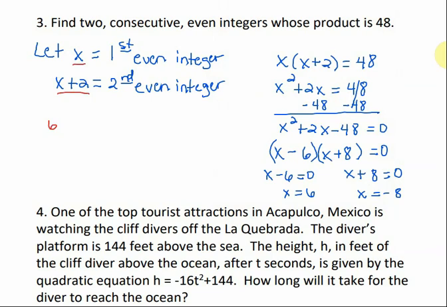If I add 2 to 6, I would get 8. Okay, so that would be a solution. All right, that's two consecutive even integers whose product is 48. If I multiply those together, I get 48. Now, if I take the negative 8, if that's my first integer, if I add 2 to a negative 8, I would get a negative 6. All right, negative 6 and negative 8, if I multiply those together, I would get a positive 48. So I have two solutions to this equation.